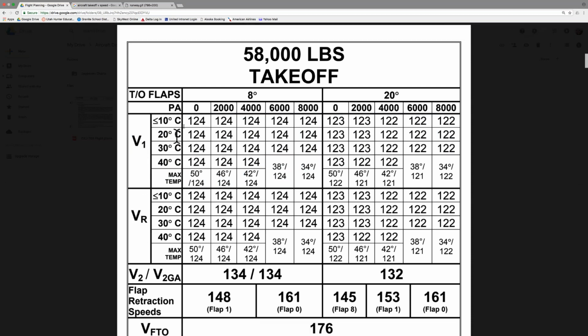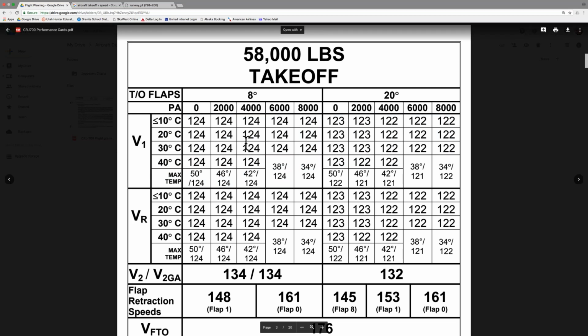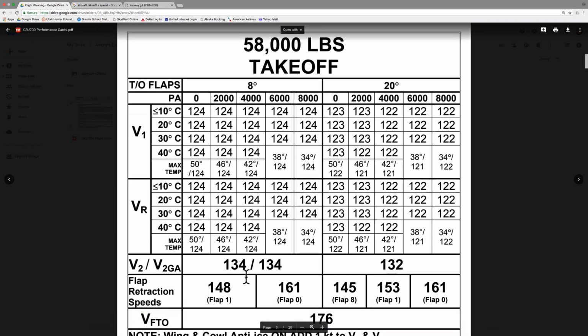So our takeoff decision speed will change according to those different things: the weight of the aircraft, what flap setting, the altitude, and the temperature. VR, same thing. V2.